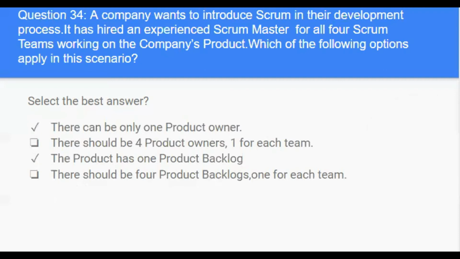So, there can be only one product owner. The product has one product backlog. It all starts with a product backlog. One product can only have one product backlog, and there's one product owner for the product backlog.